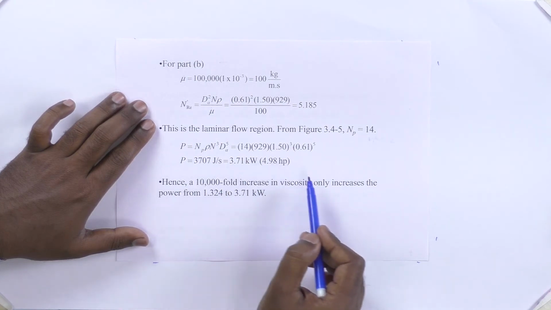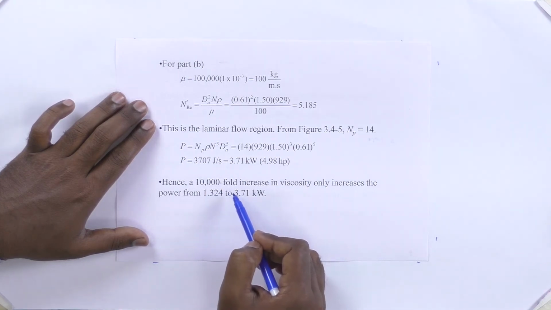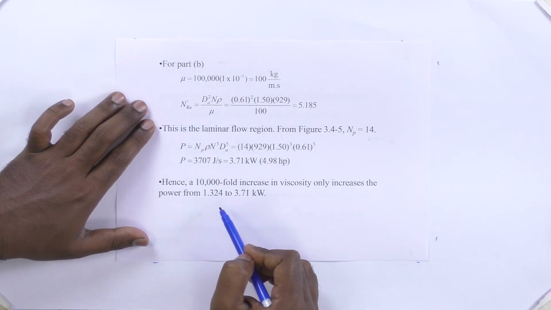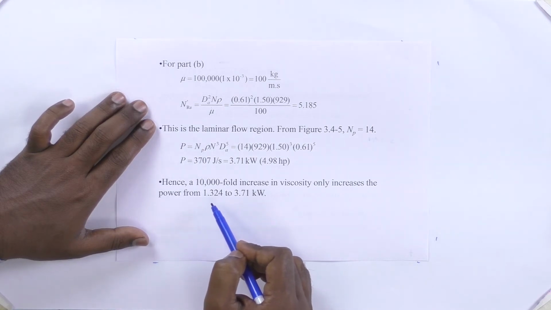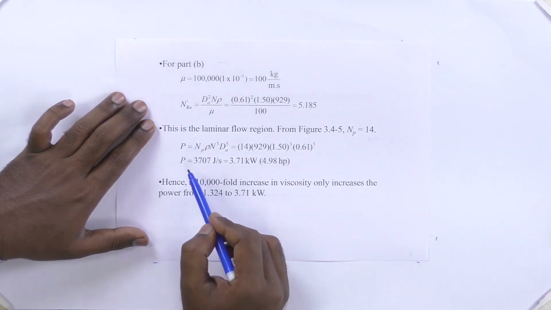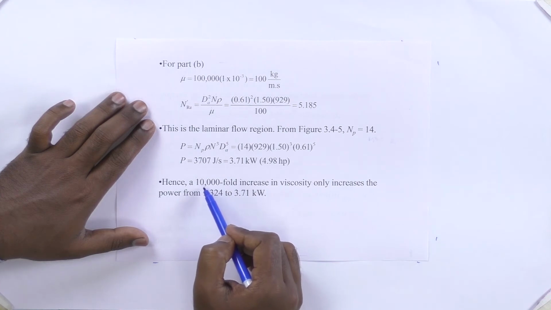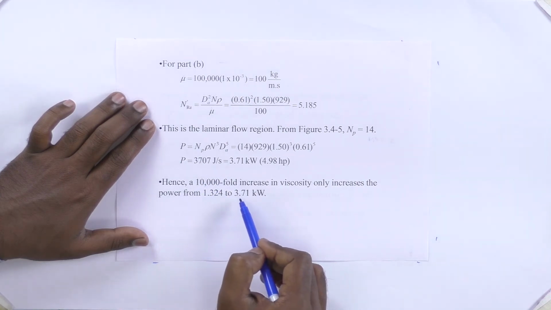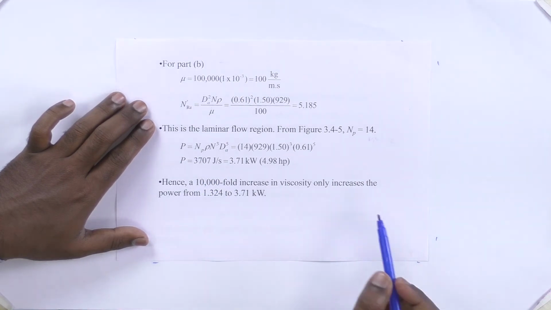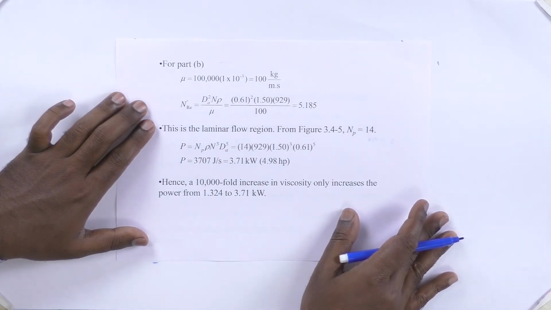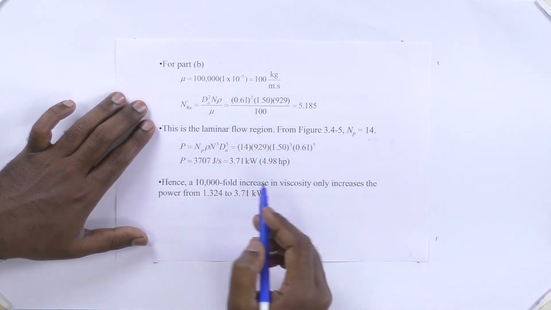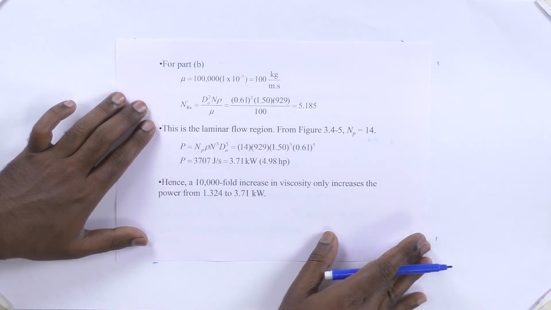So this is a very effective process, because if the viscosity is increased, the power requirement would normally also increase by a large number. But in this impeller type, if your viscosity increases by 10,000 fold, your requirement is only going to increase three-fold. This is how you need to solve the problem and get the total power requirement for an agitated system.